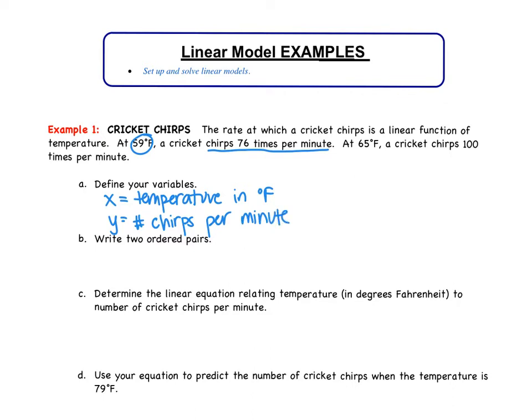So then we're going to need to write two ordered pairs. Quick note in A, if you define X and Y wrong, it's going to mess the rest of the problem up. So we need to make sure that we are very careful when we are labeling which one is X and which one is Y.